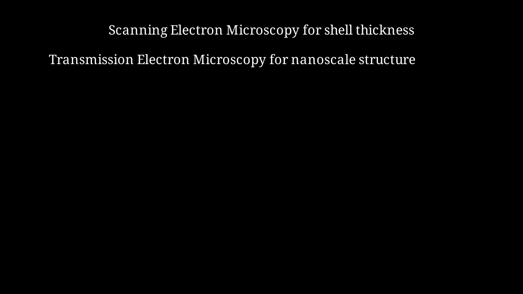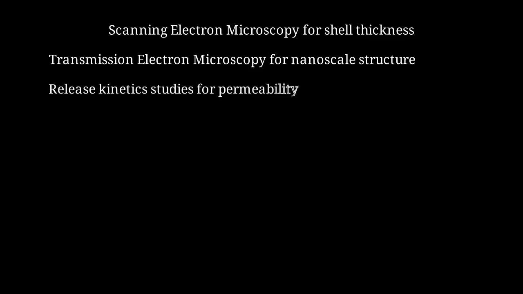How do we measure shell thickness and permeability experimentally? Several techniques are available. Scanning electron microscopy, or SEM, is the gold standard for measuring shell thickness. You fracture the capsules and directly observe the shell cross-section. Transmission electron microscopy provides even higher resolution for examining nanoscale shell structure and detecting defects.